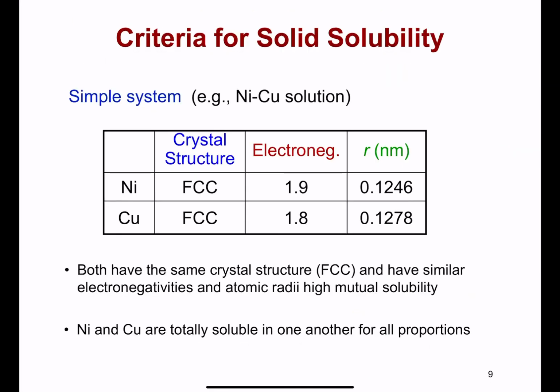Okay, so if you recall, we would use things like the radius of an atom, the electronegativity, and the crystal structure to negotiate whether or not a solid solution could form. And so the Hume-Rothery rules would teach us that nickel and copper are in favor of full solubility. So we know that nickel and copper are totally soluble in one another for all proportions. And we now want to try to understand what the phase diagram might look like in that case.